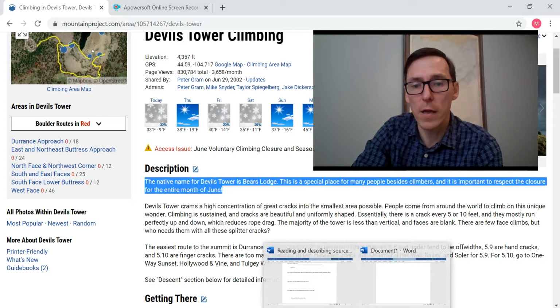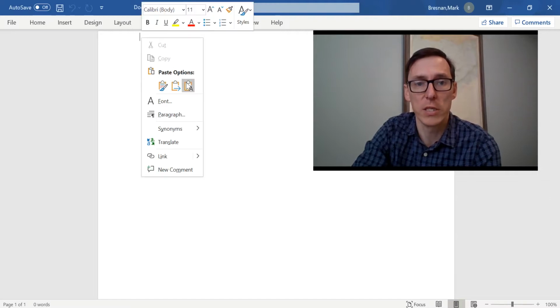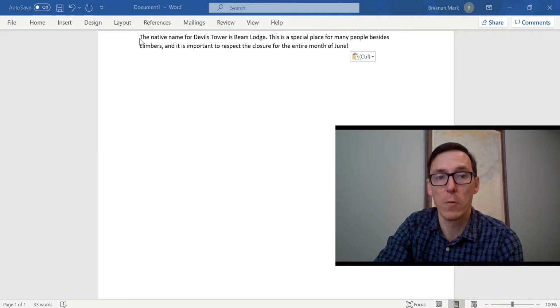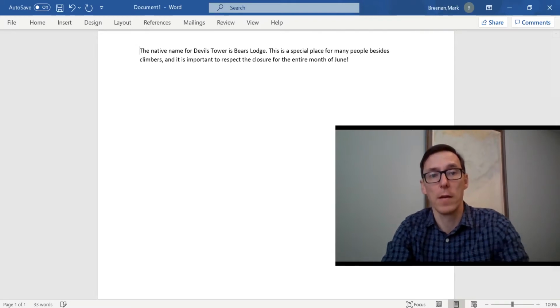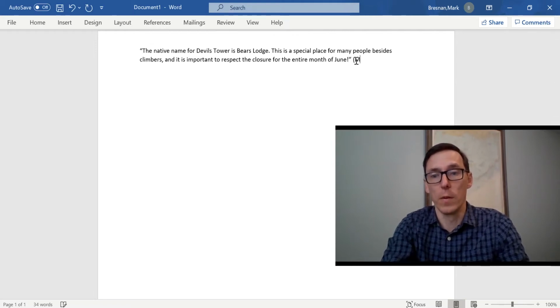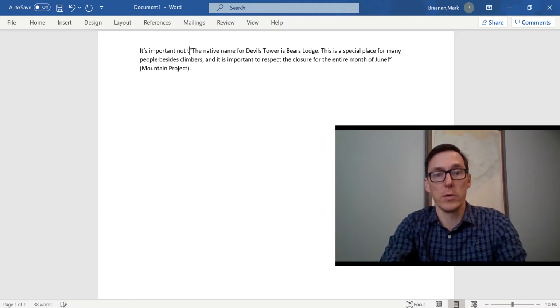So again, if I am playing the role of a student who is just eager to get this assignment done, then maybe what I do is I put this quote in my essay. I put it in quotes. I put Mountain Project in parentheses. I have some information I'm writing beforehand. It's important not to climb in June.